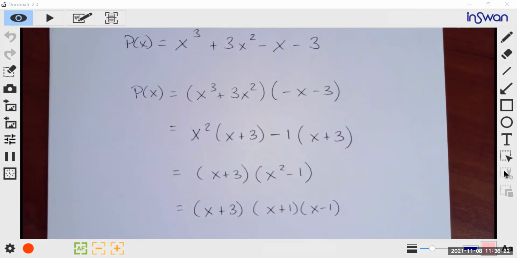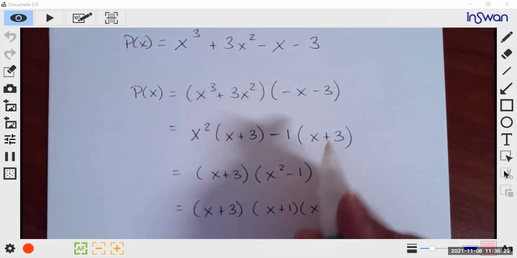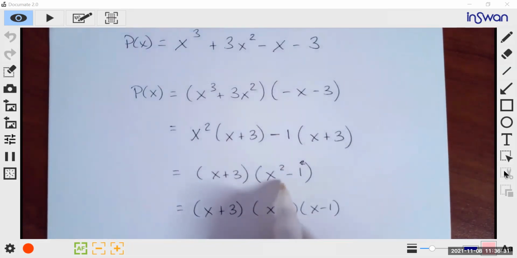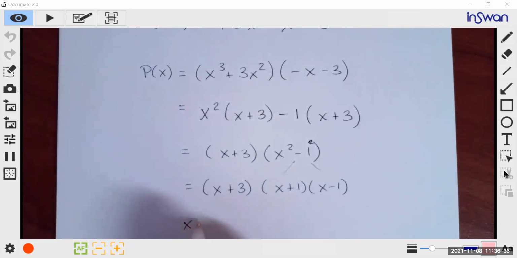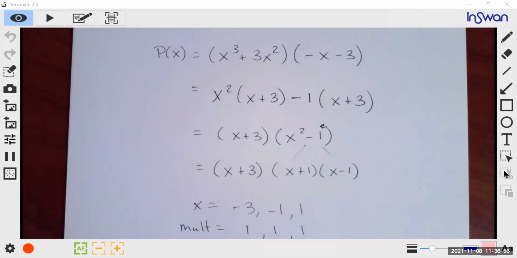Okay, here are the steps so far. Check your answer, see if you have the right steps. This is the difference of two squares. So it factors out x plus 1, x minus 1. So what are your zeros? Very good. And their multiplicities? They're all 1. Very good. So that means they all cross.